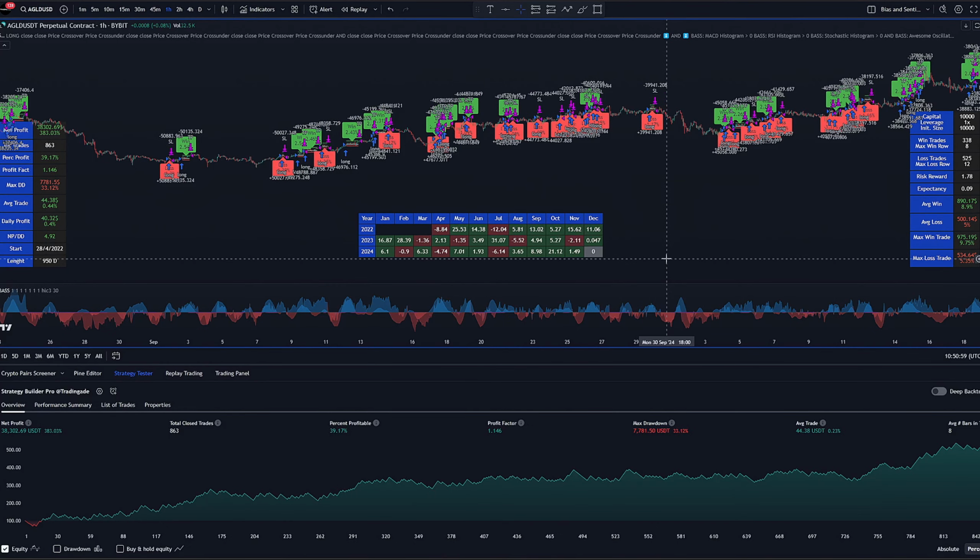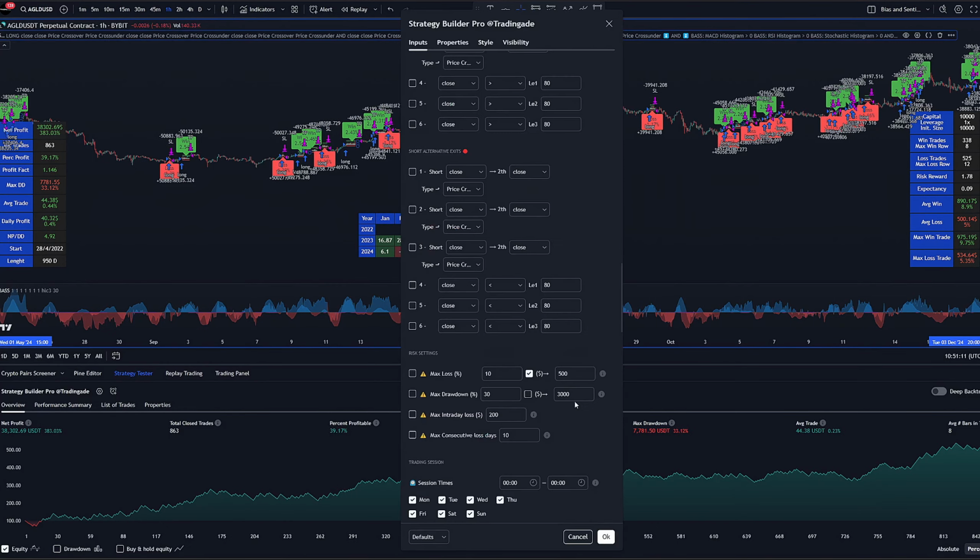So I think that this strategy has really a lot of potential, especially when we are optimizing the strategy with the risk settings, which are absolutely awesome features.